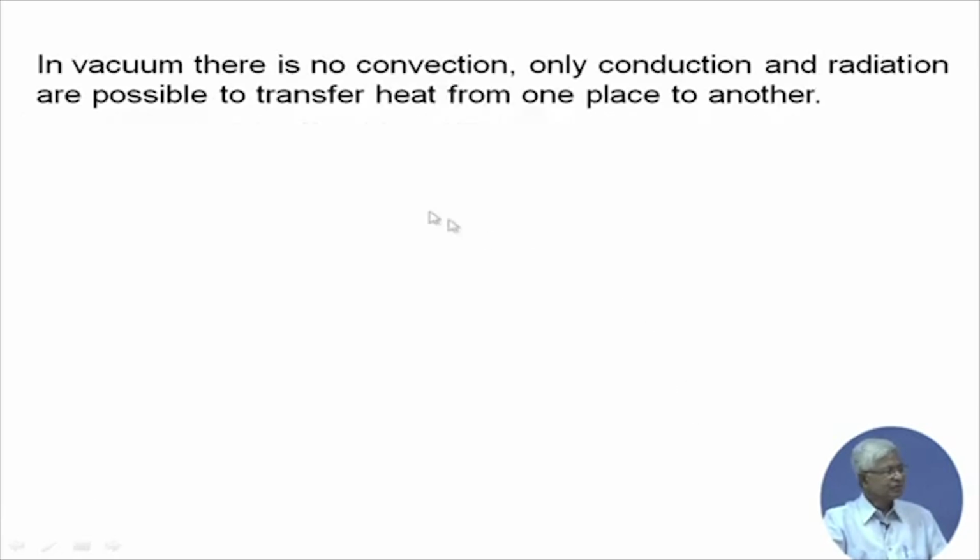Now, in vacuum, we have to remember that satellites, particularly geosynchronous satellites, are in almost vacuum and there is no convection. There are three modes of dissipating heat: conduction, convection, radiation. So, only conduction and radiation are possible, and conduction is possible only where metal pieces are there. Radiation is mainly what is used.